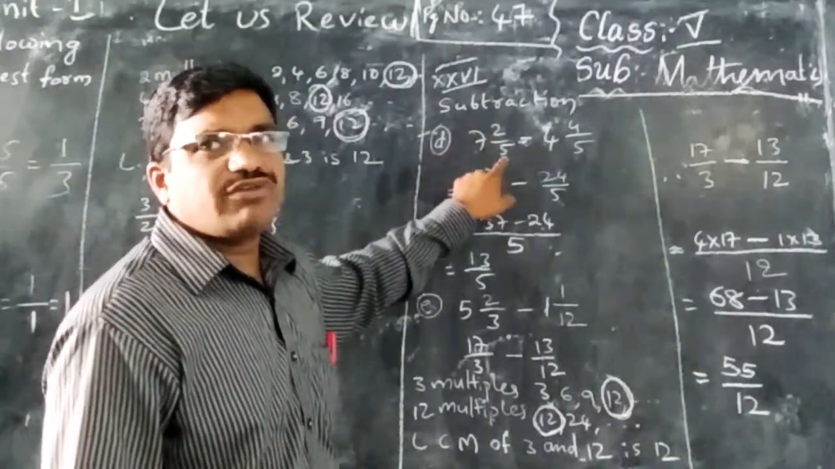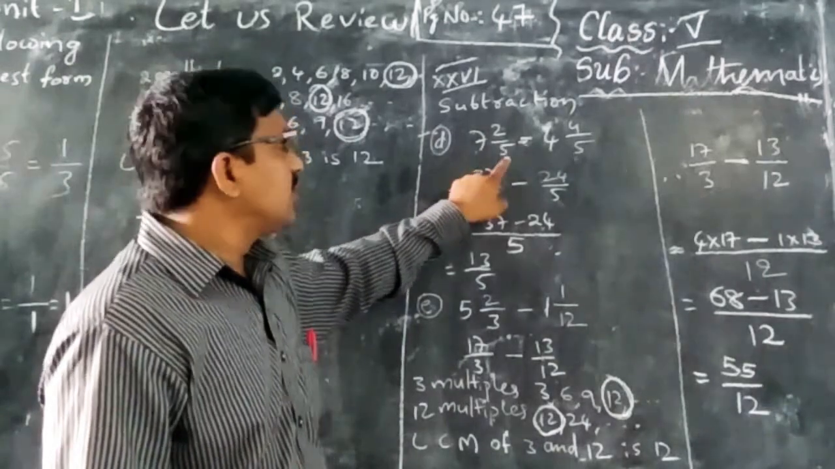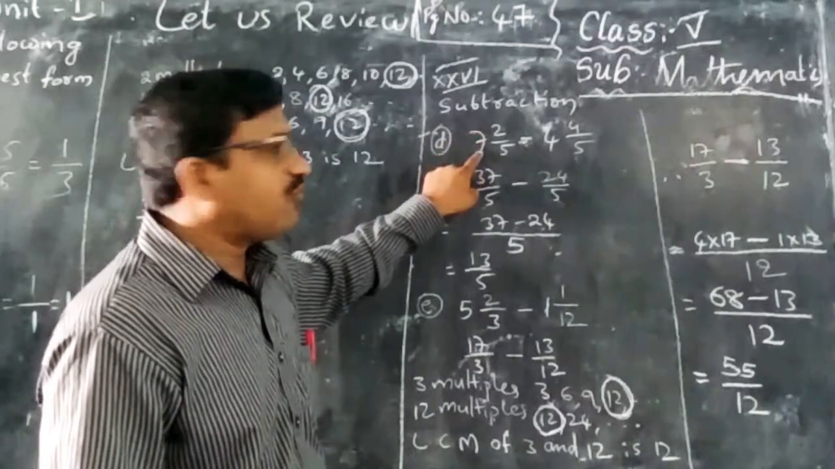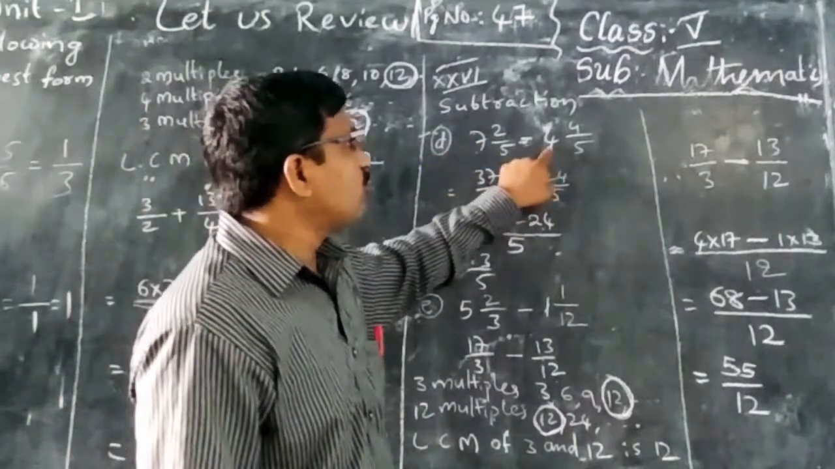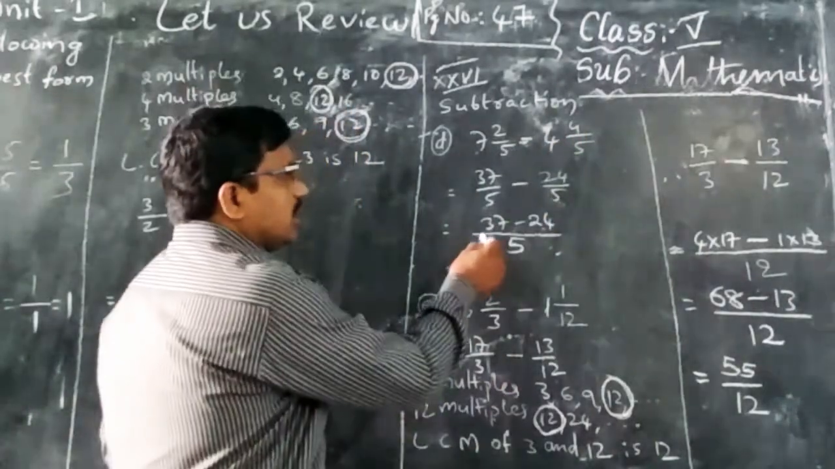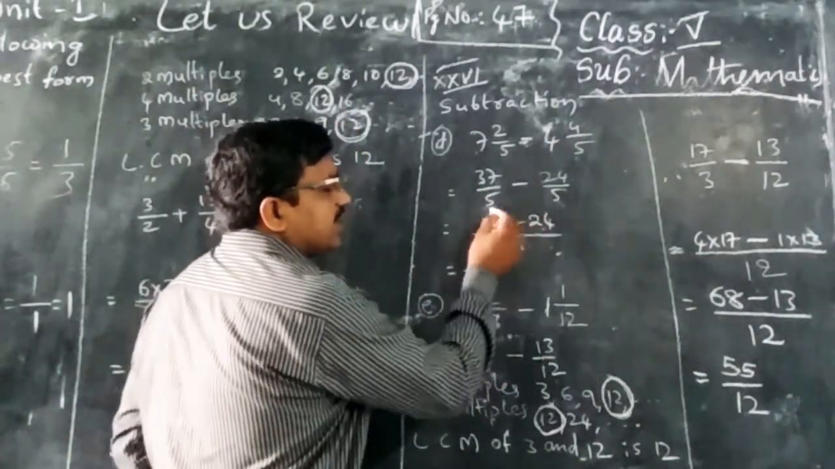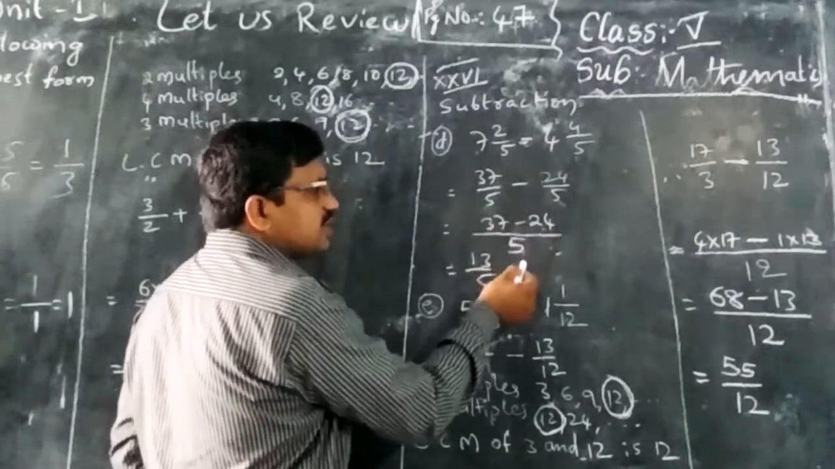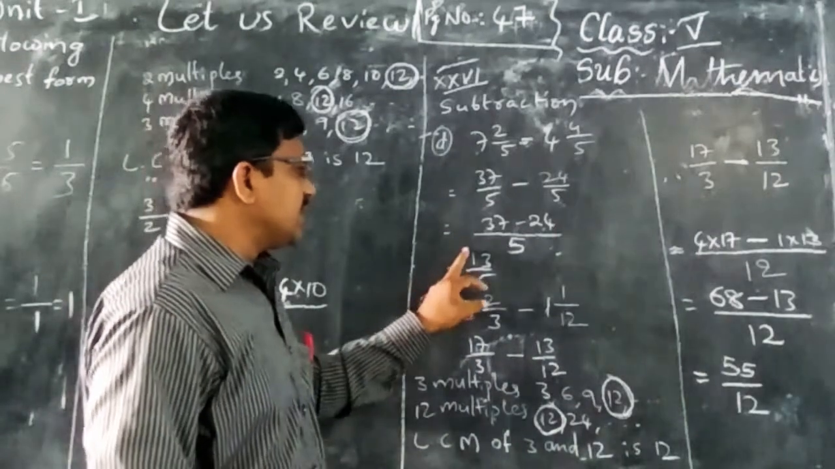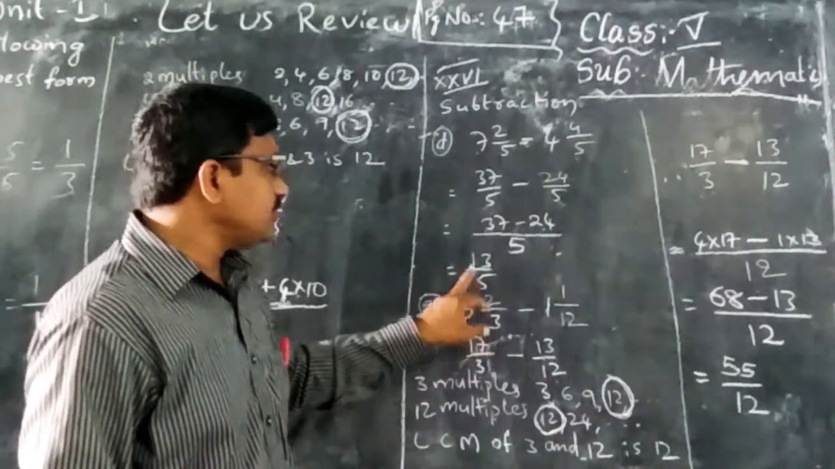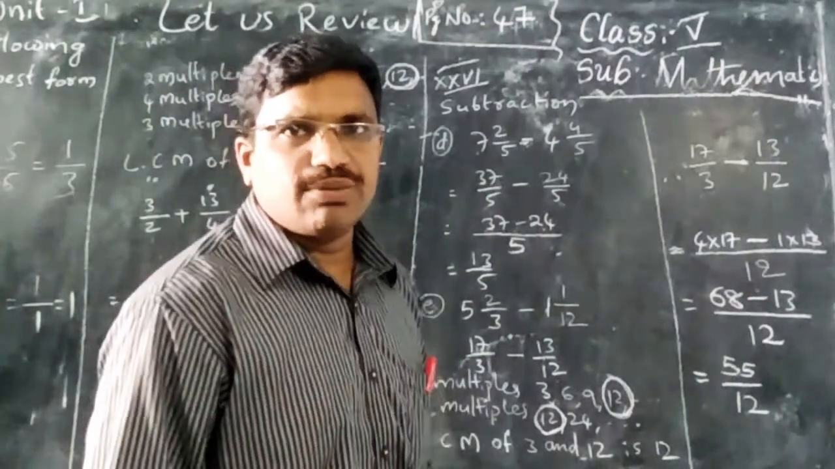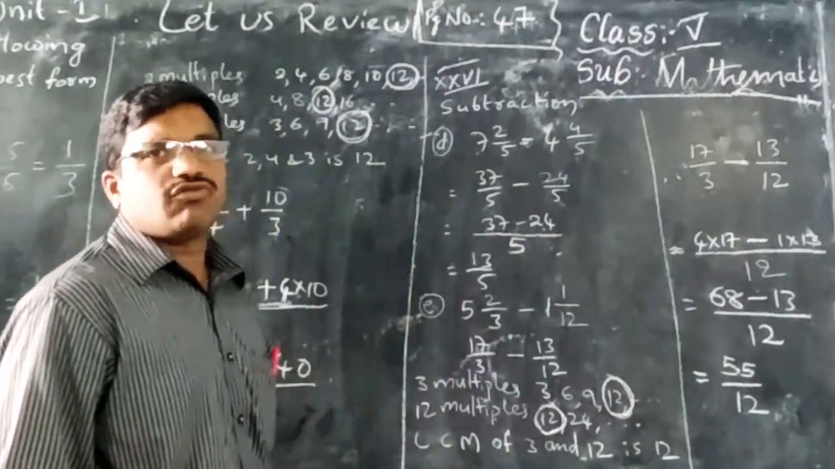How to write 7 2 by 5 as an improper fraction? 5 sevens are 35 plus 2, 37 by 5, minus 4 fives are 20 plus 4, 24 by 5. Now the denominator is the same and they are like fractions. LCM of 5 is 5. 37 minus 24 is 13 by 5. And 13 by 5, numerator and denominator do not have any common factor. So it is in its lowest form.